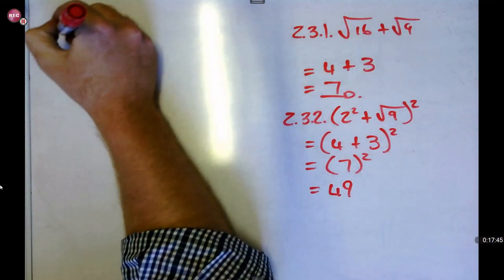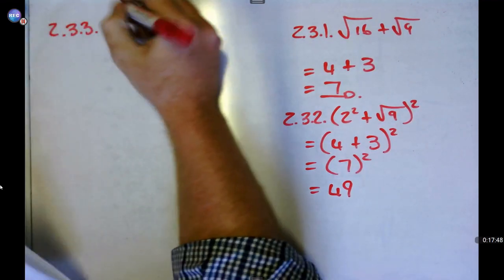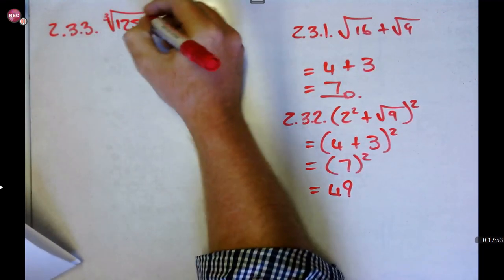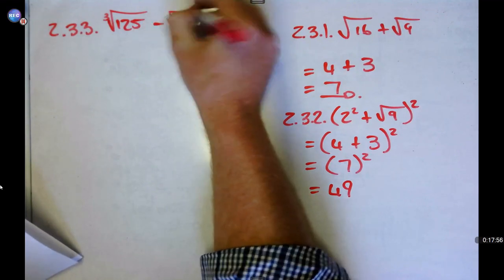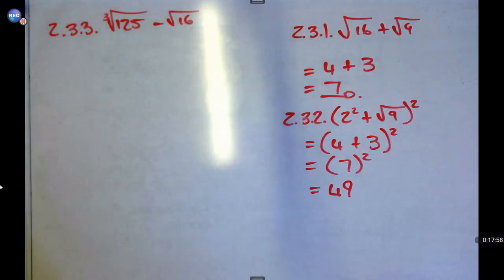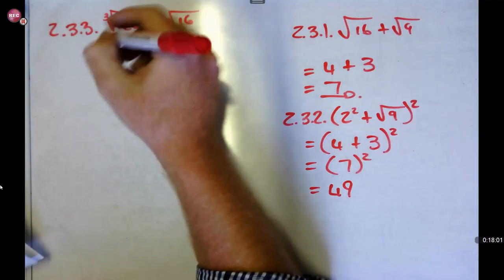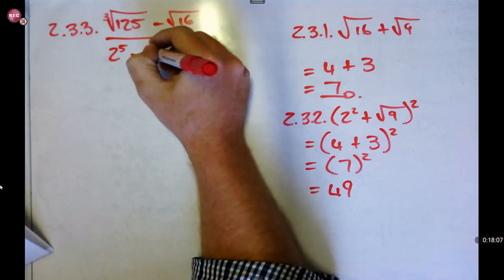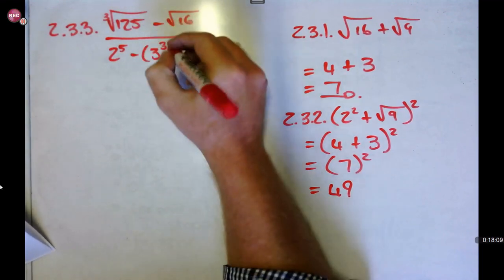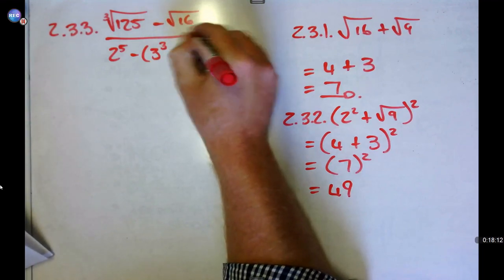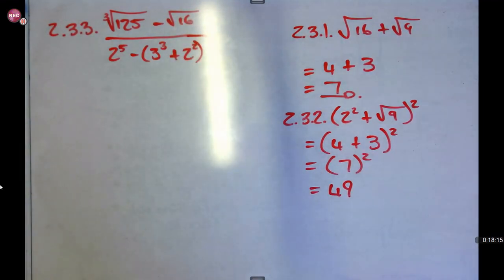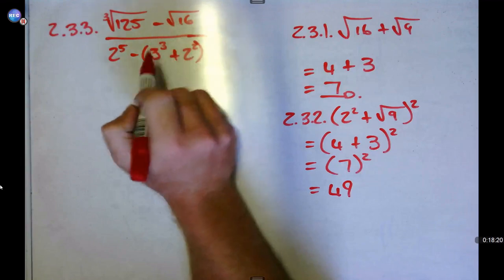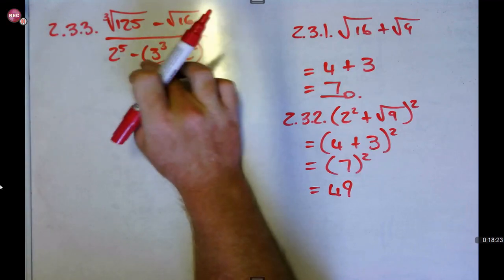So 2.3.3. So the cube root of 125, subtracting the square root of 16, and we'll put that in a fraction over 2 to the power 5 minus, open bracket, 3 cubed plus 2 squared. Okay. Let's quickly have a look at this question. So, first of all, we want to solve the roots over here, and then we want to solve the brackets and the exponents in this case.